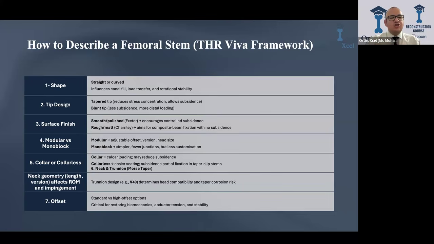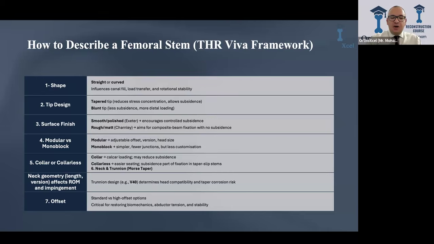Get this slide as a screenshot or keep it with you if you're going for an exam, because to properly describe a stem, you need to go through these 7 points. What the shape of the stem is: straight, curved, has a shoulder, doesn't have a shoulder, monoblock, modular. Then you need to go to the tip. How is the tip? Blunt, tapered. How is the surface finish? Smooth, polished, or rough and matte? Does this implant, if modular, allow for adjustment of offset, version or head size, or is it just a monoblock?